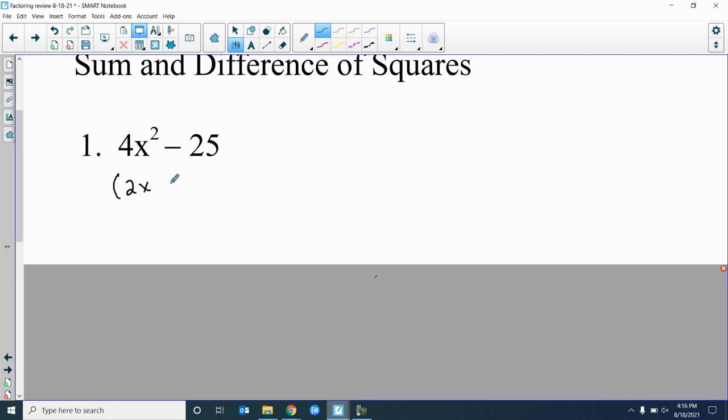We're looking for what multiplies by itself to get the first term. So it's 2x times 2x, and then what can square together to get 25? It's negative 5 and positive 5. If you FOIL those back together, the two middle terms add up to 0. You end up with just 4x squared minus 25.